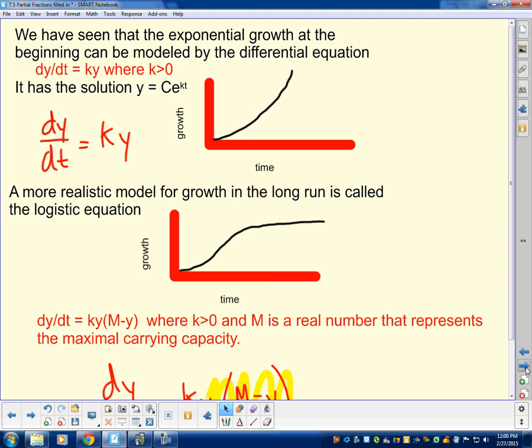All right. Just a little bit of a summary of what we did 2 days ago, what we've been doing. We've seen that the exponential growth at the beginning, or we could call it unrestricted growth, can be modeled by the differential equation dy/dt equals ky, where k is greater than 0. That's growth if k is greater than 0. It would be decay if k is less than 0. And we saw that it has the solution y equals c, or we said a, e to the kt.